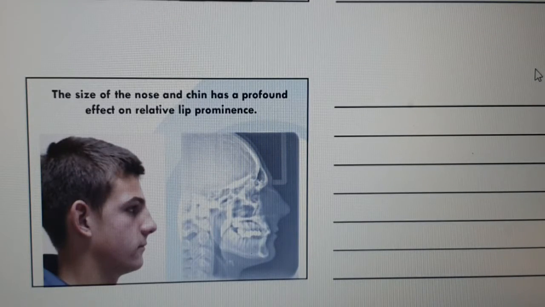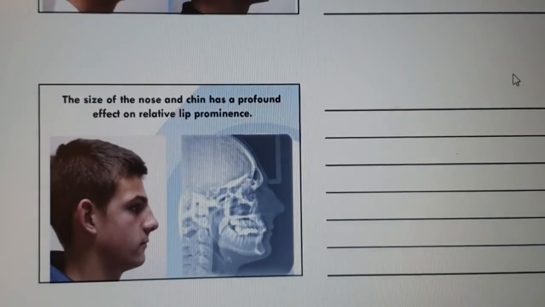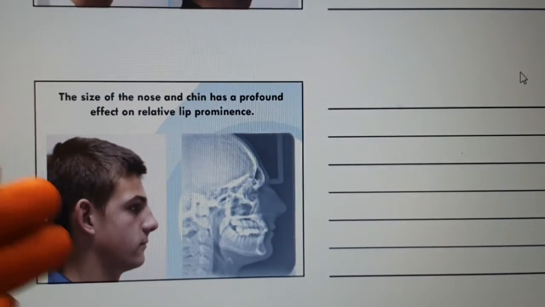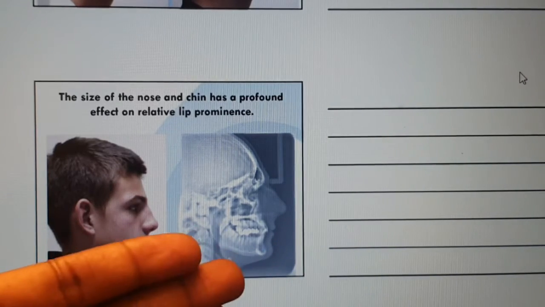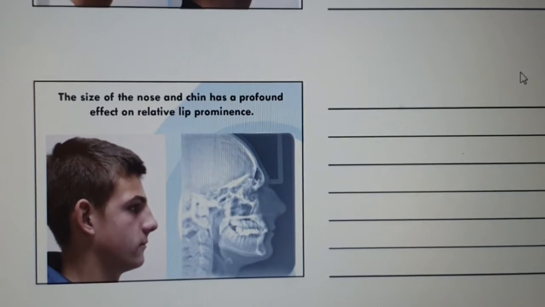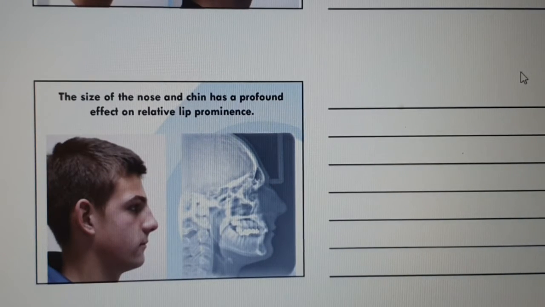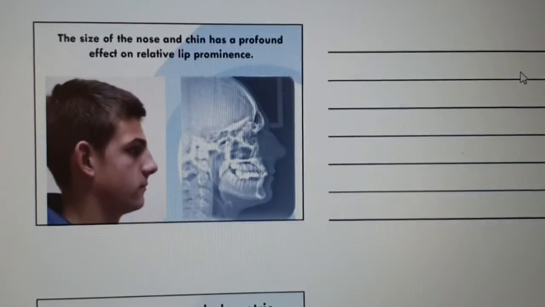And then from there, you can see in the next slide that the size of the nose and the chin tend to have a very profound effect on the relative lip prominence of a patient, because sometimes a soft tissue profile is deceiving. It may exaggerate what's happening in terms of the patient's facial structures, or sometimes, especially more in black patients, it may camouflage the severity of a patient's status in terms of their skull's growth as well as development.